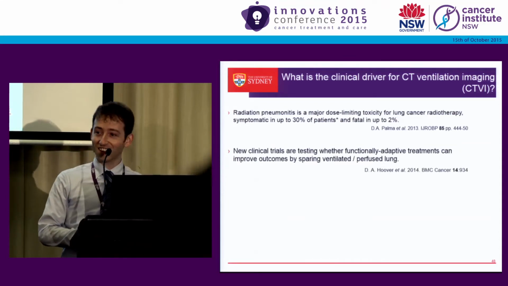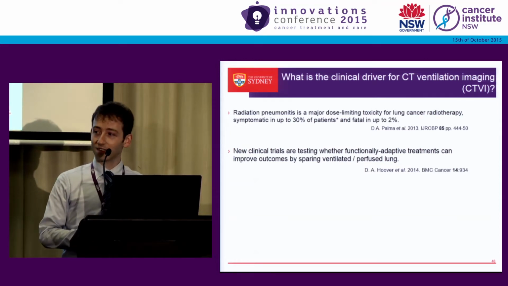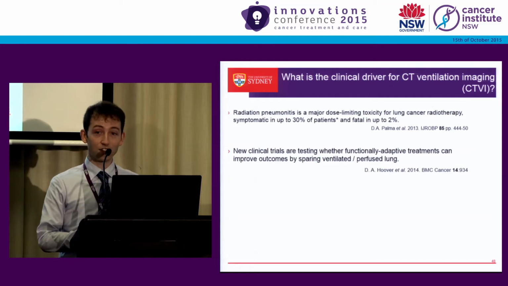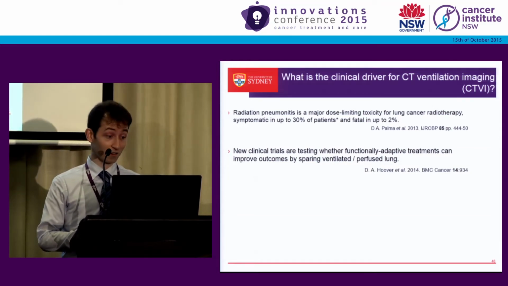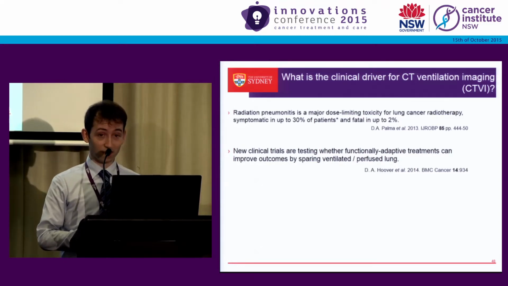It's a really exciting time for functional lung imaging in lung cancer radiotherapy, because increasingly we're starting to see new trials looking at the use of functional imaging to avoid irradiation of functional zones in the lung, with the aim to spare functional lung regions and thus improve toxicity outcomes.